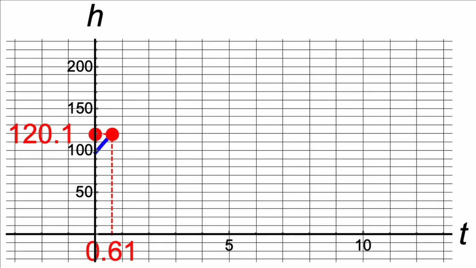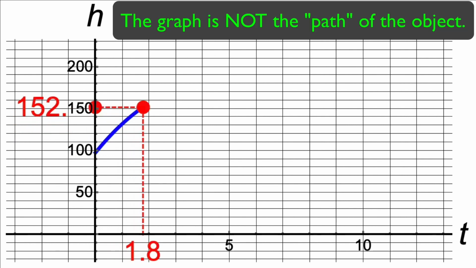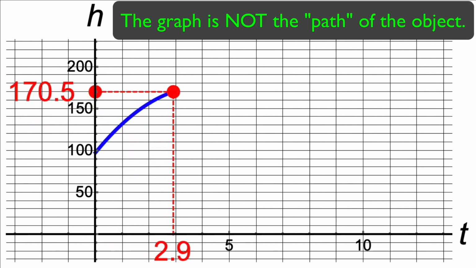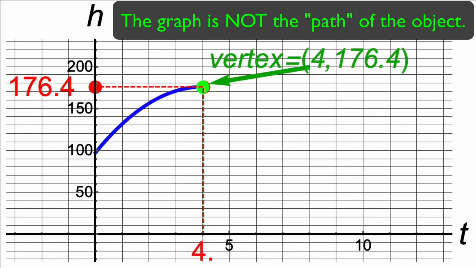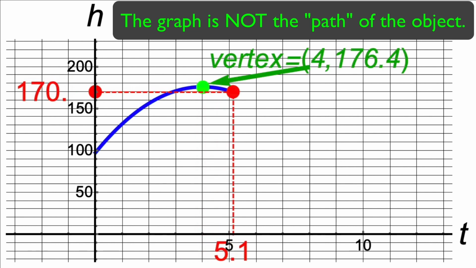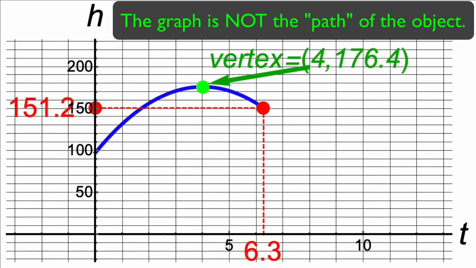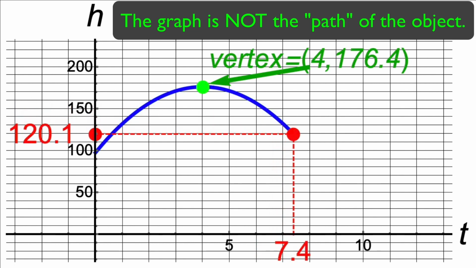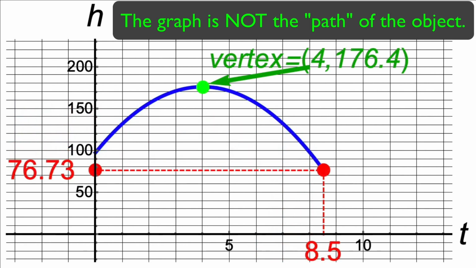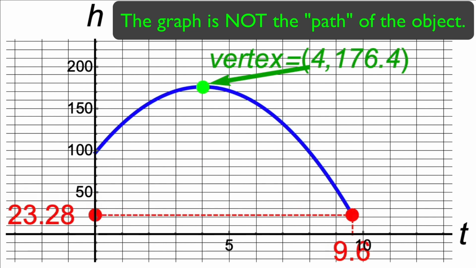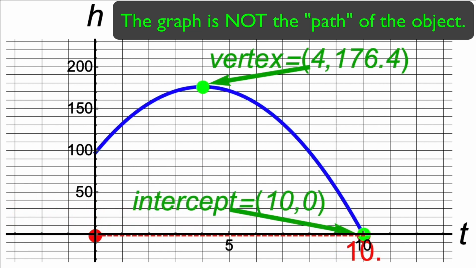Here's the graph. It is an upside down parabola. The object itself is along the vertical h-axis, going up and reaching a maximum height of 176.4 meters when t equals 4 seconds, corresponding to the vertex on the graph. When it comes down, it reaches 0 when t equals 10, corresponding to the intercept of the graph. When t is bigger than 10, the model and graph are no longer valid.